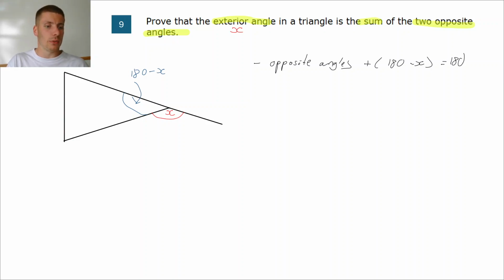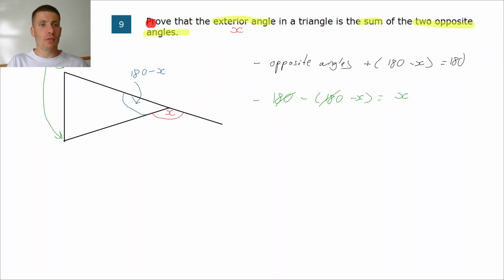So to get the sum of my two opposite angles, these angles here, this and this, I can do, well, in total we've got 180 degrees in a triangle. If I take away this angle, that's going to give me what these two angles are equal to. So 180 take away 180 take away x, and what's that going to give me? Well, these 180s are going to cancel, and then that negative is going to make the negative x positive x, so equal to x.